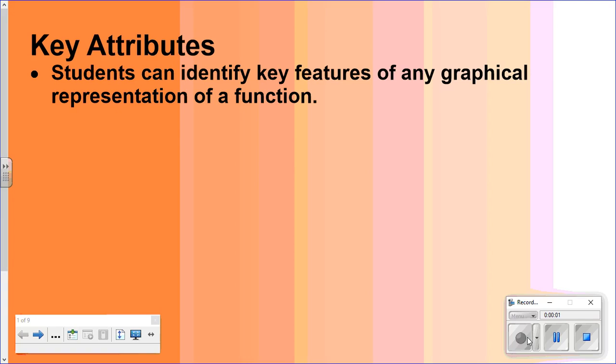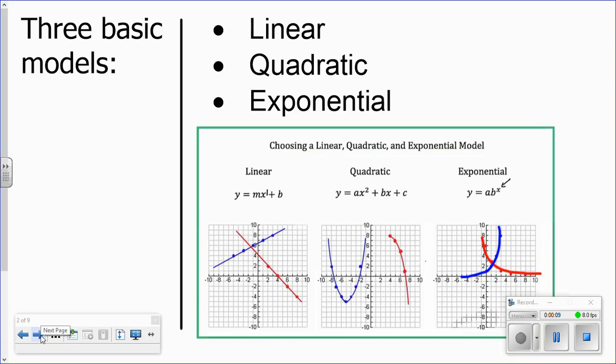In this lesson, we're going to talk about key attributes. At the end of the lesson, you should be able to identify key features of any graphical representation of a function. There are three basic models: linear, quadratic, and exponential. For the linear, the graph looks like a line, and the equation is y equals mx plus b.